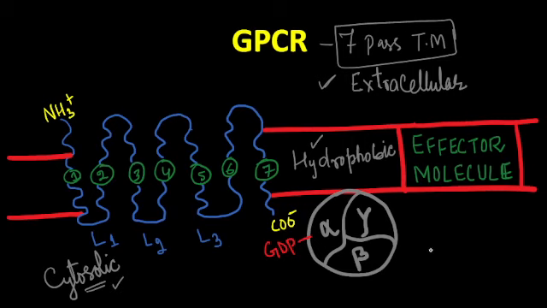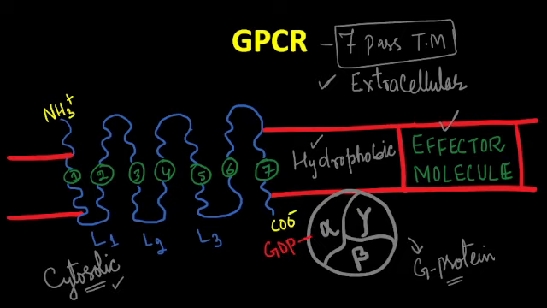Apart from that, we have a protein coupled with it. We call it G protein. This G protein is basically a heterotrimer made up of three subunits, alpha, beta, and gamma. And we have an effector molecule. This effector molecule is basically an enzyme. It can be adenyl cyclase, guanyl cyclase, or it can be PLC.